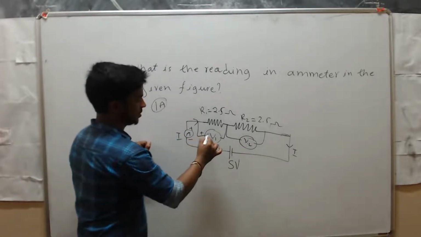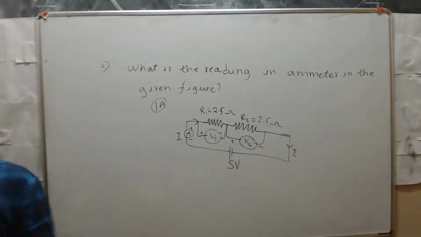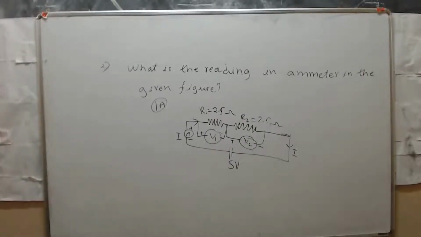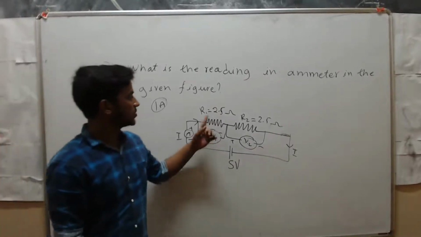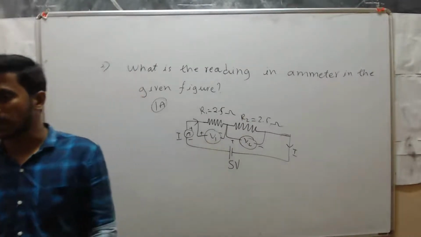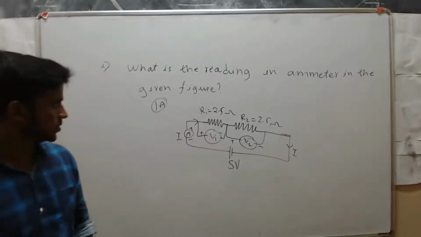Yes, fast. So calculate V1 and V2. Tell me the answer. Yes, the current will be the same everywhere. Very good. Now calculate voltage across R1 and voltage across R2, that is V1 and V2. Quick. 2.5 volt.